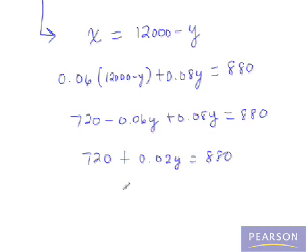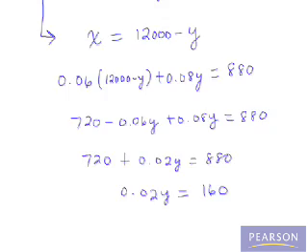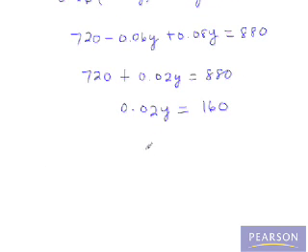We'll subtract 720 from both sides, giving me 0.02y is equal to 160. And finally, we will divide both sides by 0.02, giving us y is equal to 8,000. And remember, y was the amount of money invested in fund number 2. So we know now that there was $8,000 invested in fund number 2.